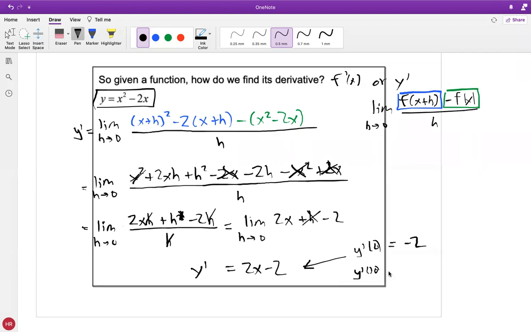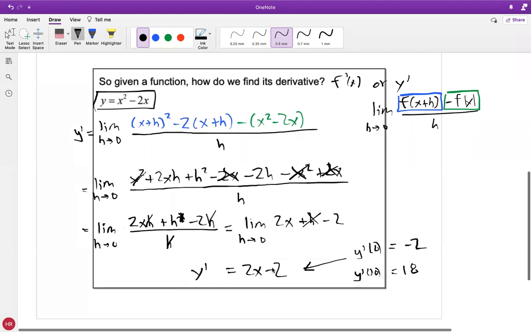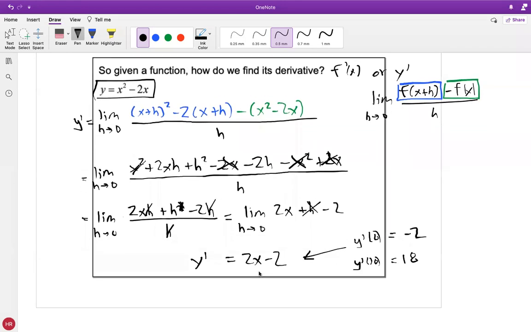When x is 10, the slope is 18. I'm just plugging in a 10 here for x. So you get what I mean when I say this is a function because it has an x in it and I can plug in different x's and get different slopes out. So this is how we find derivatives for now. We call this the limit definition of the derivative. You just plug in whatever your function is and you do simplifying and things cancel out and then you get a function, usually. Sometimes it's just a number, which is a function, but usually there's x's in it and then you plug in the x's depending on what the problem is asking you for.